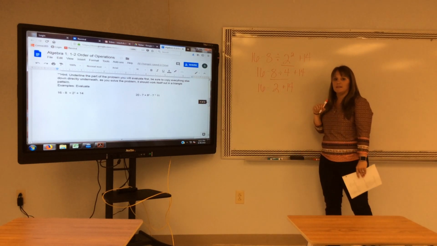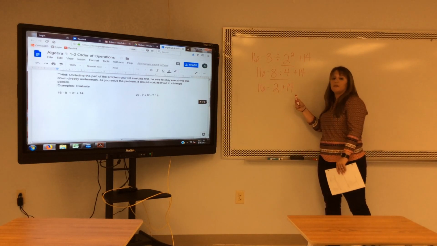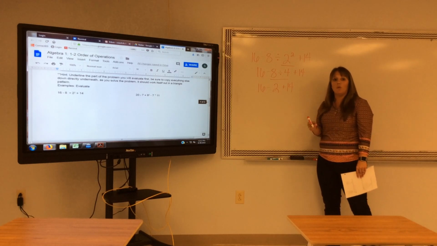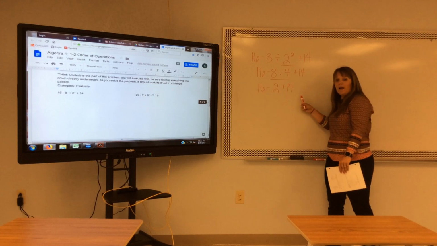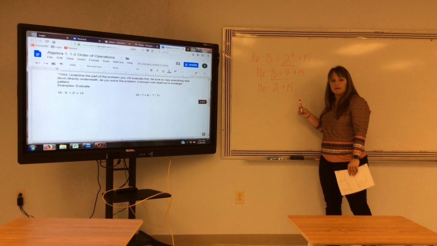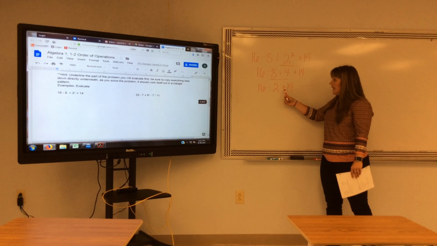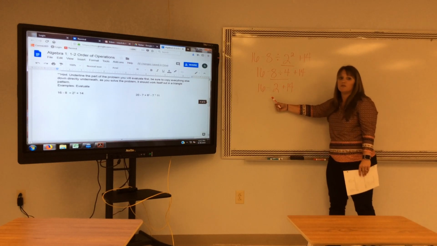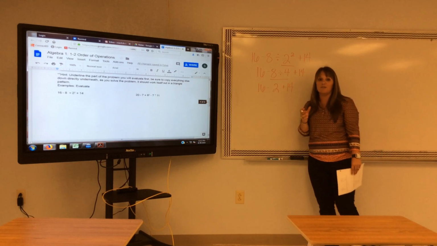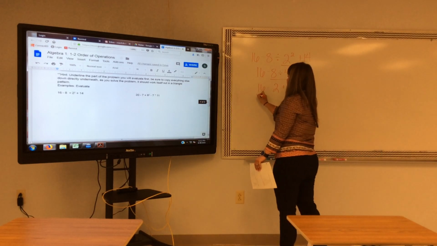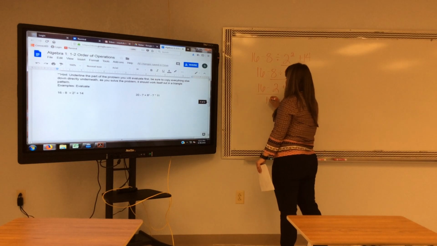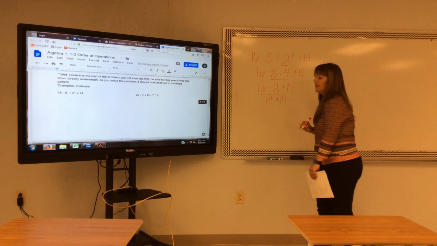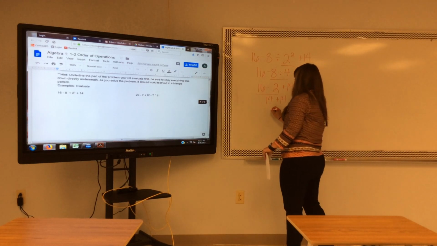PEMDAS, there's no parentheses, there's no exponents, there's no multiplication or division. We're left with just addition and subtraction. I need to do those in order from left to right as they appear, not necessarily doing addition first. Even though this is here, I'm going to subtract first because it is what happens from left to right. Addition and subtraction live on the same level. So I'm going to do the 16 minus 2 first, and that gives me 14. I bring down the rest of my problem plus 14, and then 14 plus 14 is 28.